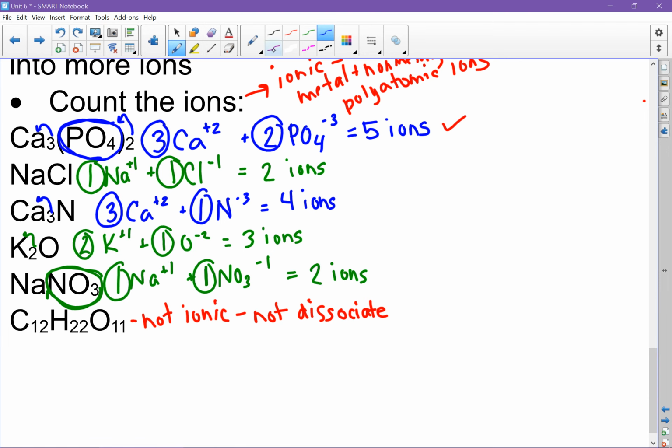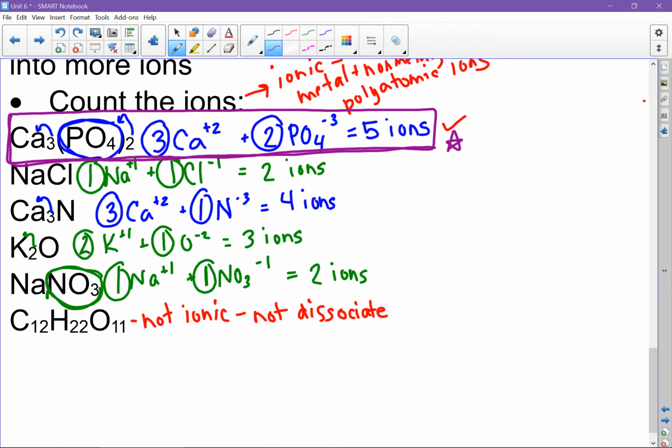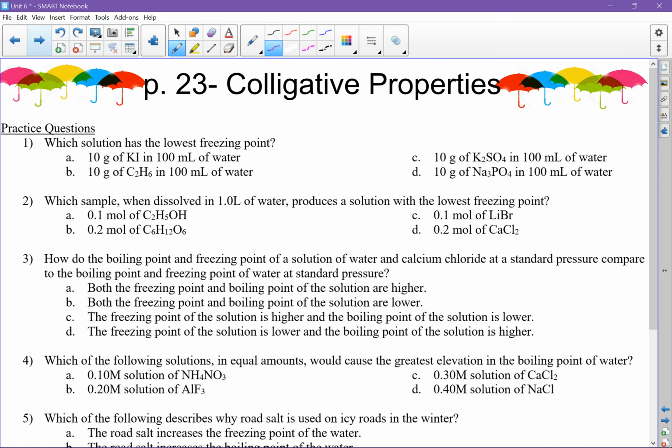So of all the possible ones in our list, this first one, the calcium phosphate, has the most ions, so it would be the most effective. It would change the freezing point and boiling point the most. So now you've got some questions on the bottom. Go ahead, see if you can answer these, and then I will show you the answers.